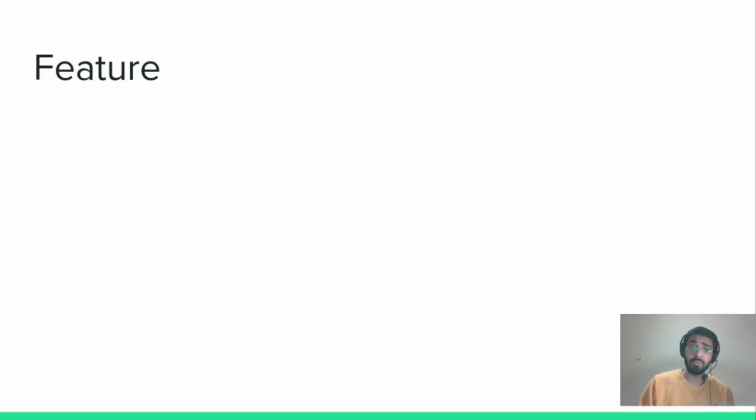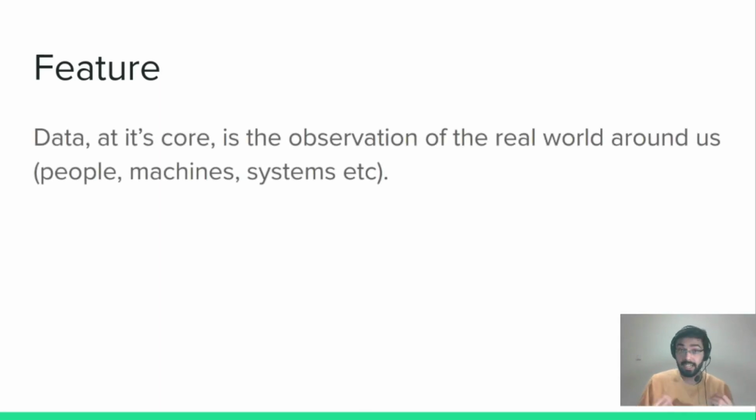Before we look at what a feature is, I think what's important to understand is that the entire process of building a machine learning model is dependent at its core on something we call data. And data at its core is the observation of the real world around us. So whatever you see around you, you see people, you see machines, you see systems, you see logs, all of these things are in a way what we call data, right? So data at its core is how you observe the world around you and then store that in a format that could be reused and reread.